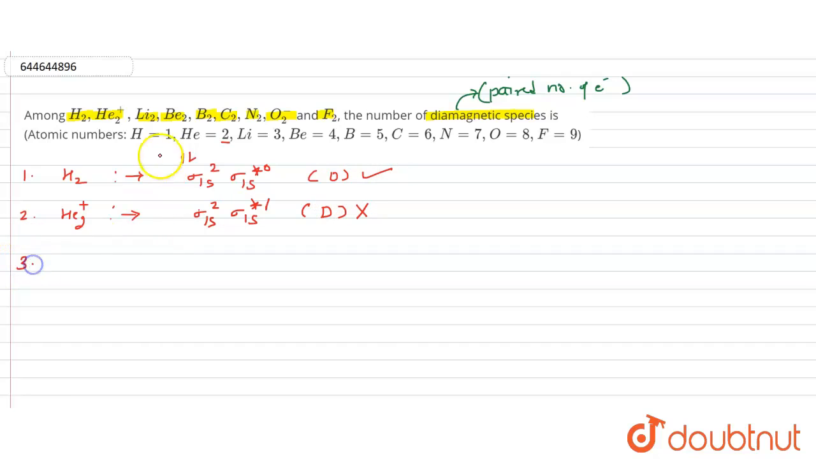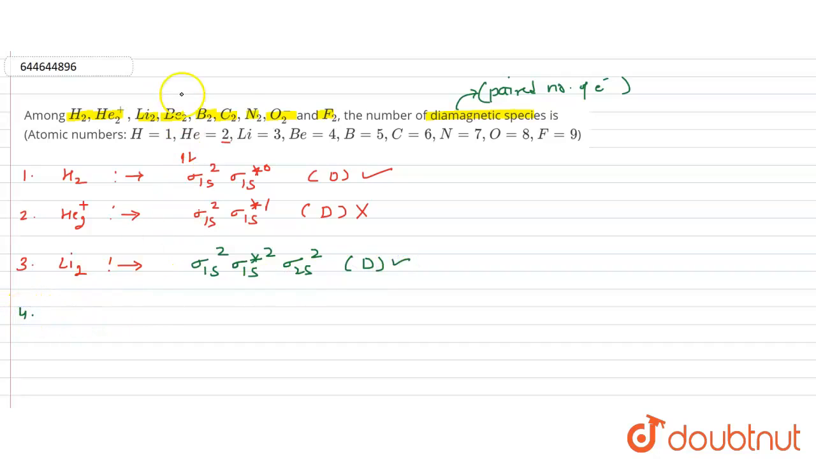Now move to the third one, that is Li2, lithium. Its atomic number is 3, so it has 6 electrons. So I can write here sigma 1s2 sigma star 1s2, and sigma 2s2. This is the electronic configuration of the Li2 diatomic molecule based on molecular orbital theory. And you can see all these electrons are paired. So I can say this is also diamagnetic, right?